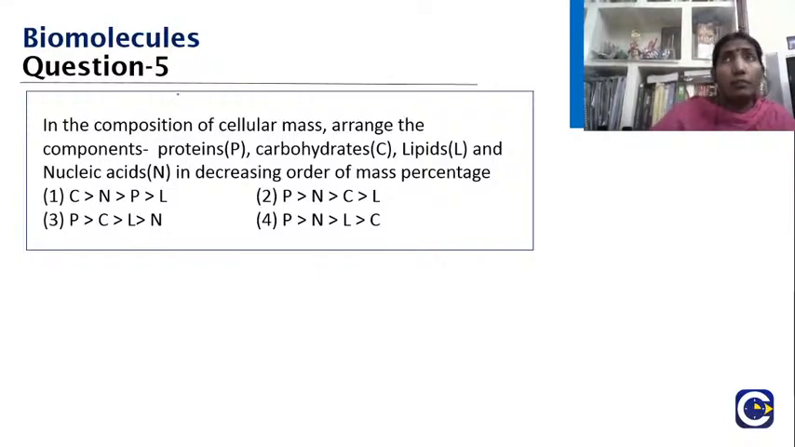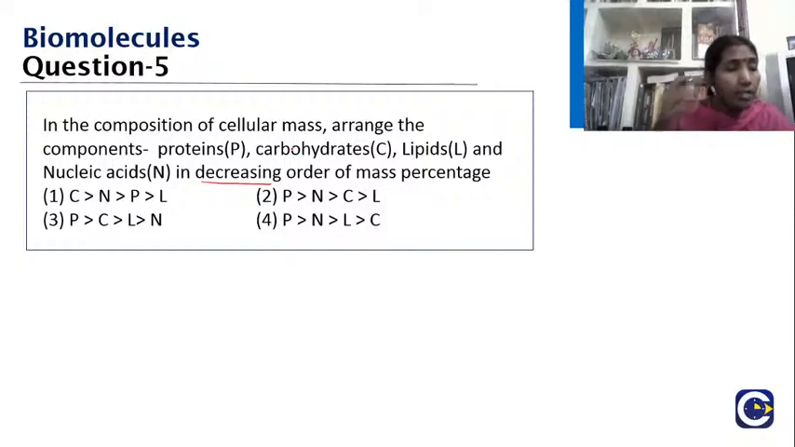Now coming to the fifth question, on the composition of cellular mass. We have our cell; arrange the components protein, carbohydrates, lipids, nucleic acids in decreasing order of mass percentage. So you are going to arrange it in decreasing order. Imagine the cell in terms of mass, and how these components are distributed. So what should be your answer here?